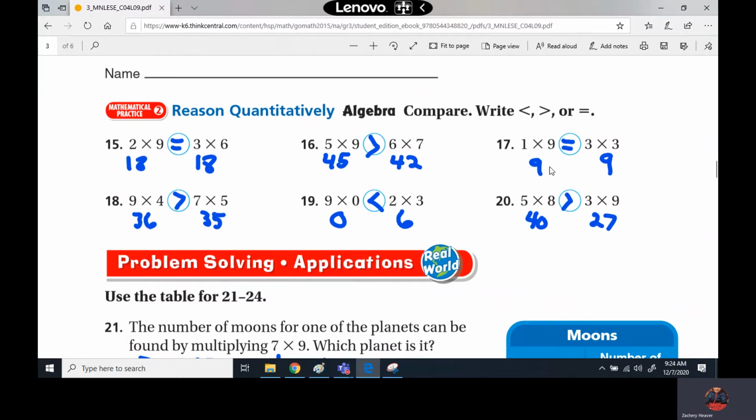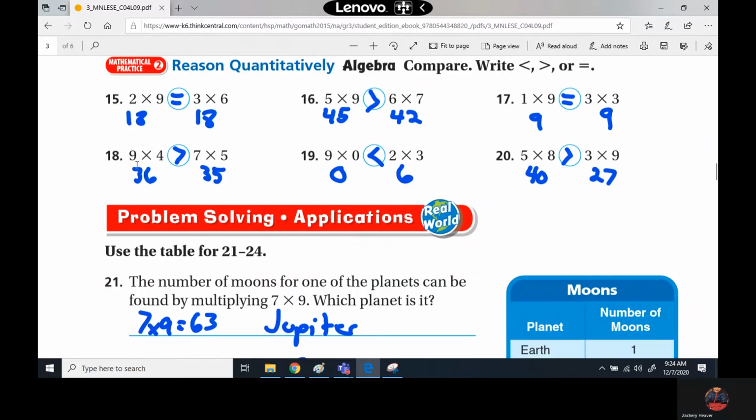1 times 9 is 9. 3 times 3 is 9. Those are equal. 9 times 4, what's 1 less than 4? 3. 3 and 6 make 9, 36. 7 times 5 is 35. The alligator is going to eat the 36.